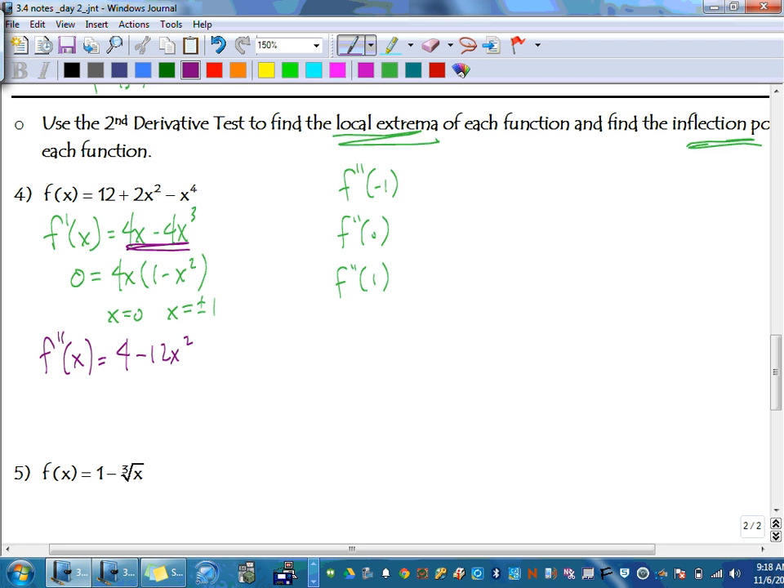And we don't have to set that equal to 0 or anything. We just need to figure out what we get when we put these critical values in here. So if I put negative 1 in for x, we get 4 minus 12 times negative 1 squared, and that would give us negative 8. So we have a negative second derivative. That means it's going to be concave down because of the negative. So at x equals negative 1, it's concave down at that critical value. We have a maximum.